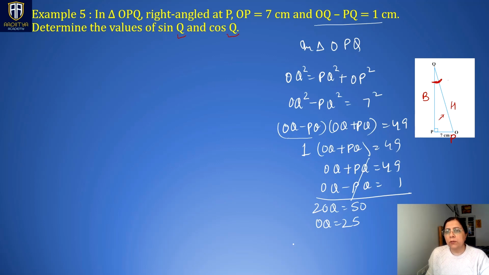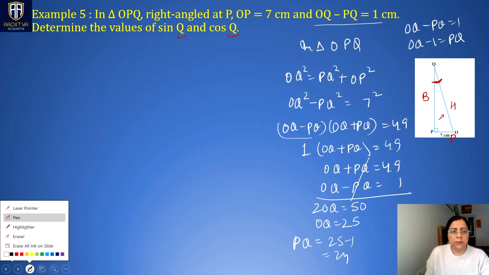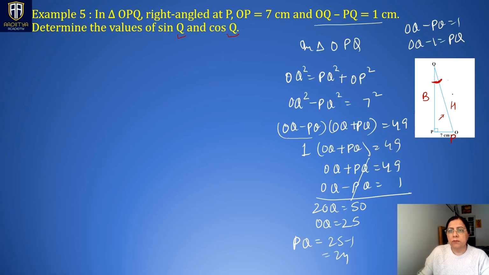And what is the value of PQ then? PQ is OQ minus 1. See, this is given to you. OQ minus PQ is equal to 1. So OQ minus 1 is equal to PQ. Now PQ is OQ minus 1. 25 minus 1, that is 24. So all the three sides we have found. This is 7. OQ is 25. And PQ becomes 24.